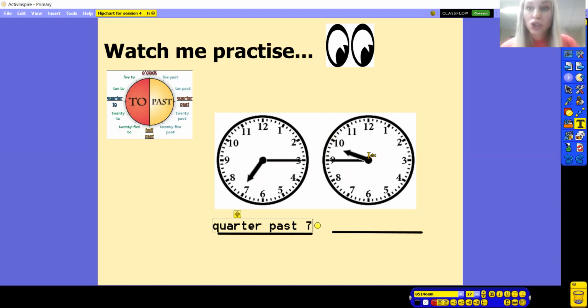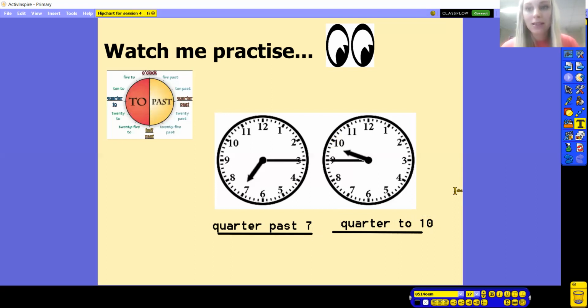Because we know that it's 2:45, we're looking for the hour hand it's going towards. So the next hour hand it's going to hit is going to be 10. Okay, so we would call that quarter to 10.